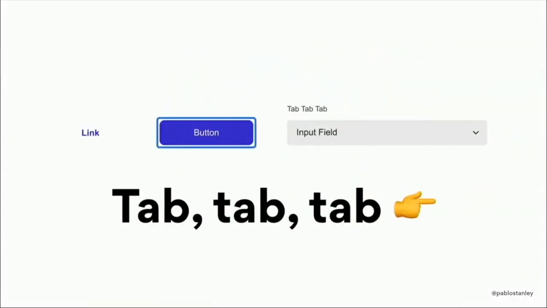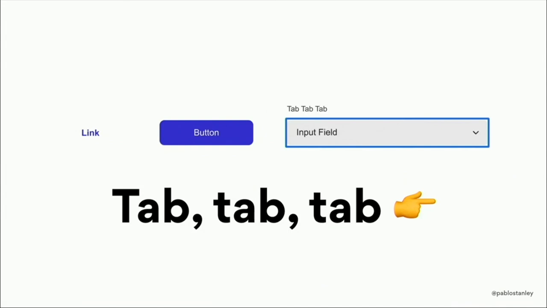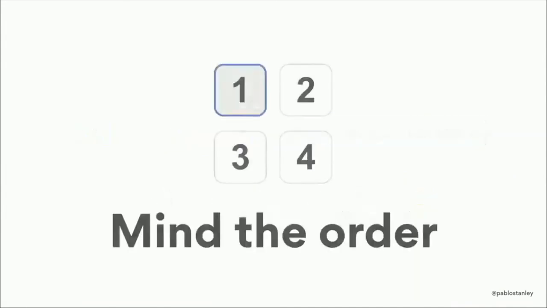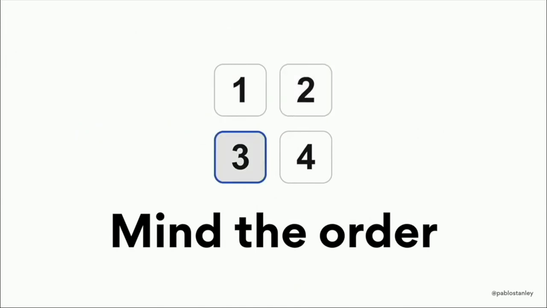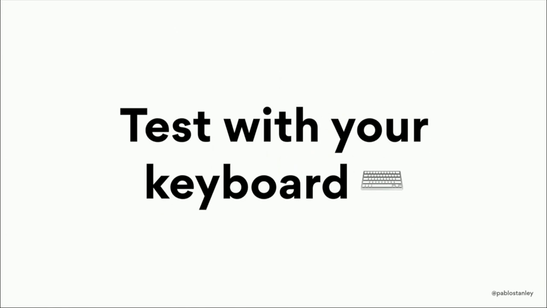I don't know if you do this, but we tap, tap, tap, and then we go through links, buttons, input fields, just different components. And just mind the order, the logical order. How it's visually presented, also put it semantically: 1, 2, 3, 4, up, down, left to right. Test with your keyboard and you should be fine. If it makes sense with your keyboard, it should make sense for someone with a screen reader.